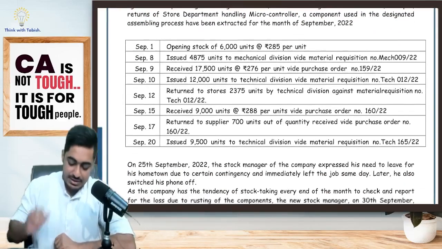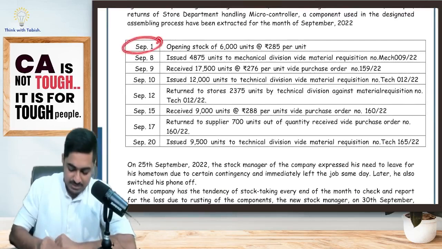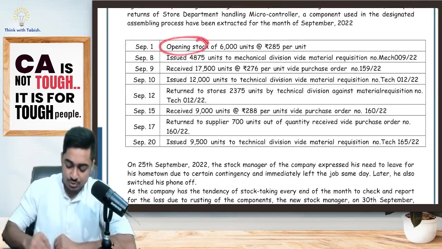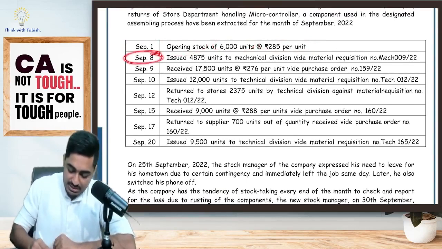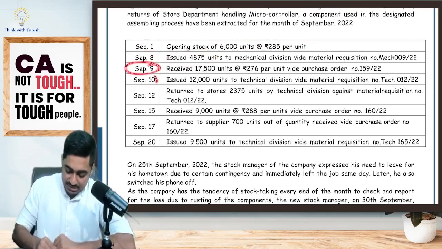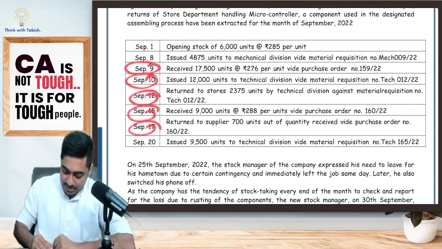Okay, what happened in September? September 1st, I have opening stock. How much opening stock am I having? 6,000 units at the rate of 285. September 8th, I have issued. September 9th, 10th, 12th, 15th, 17th, 20th.